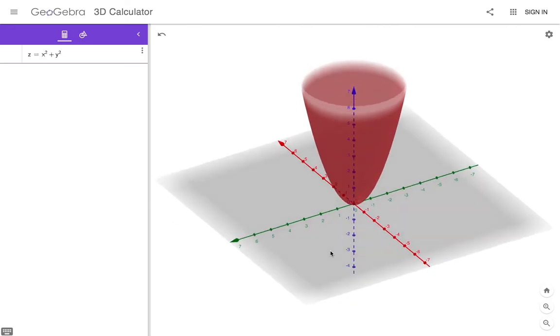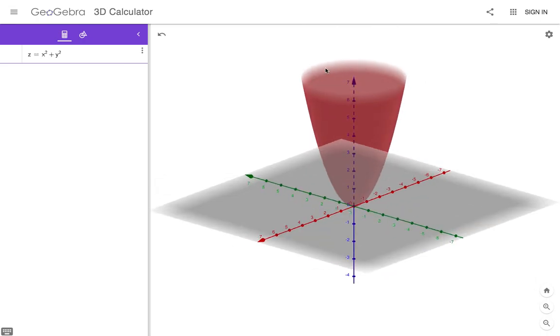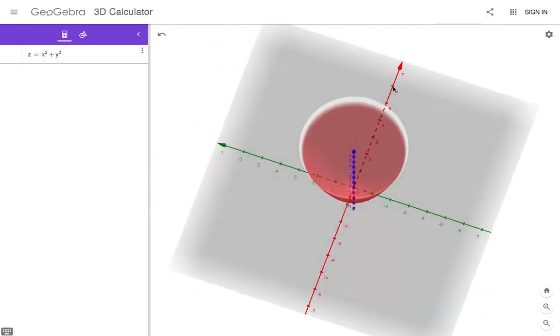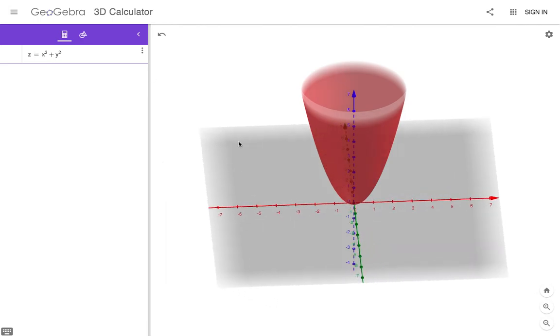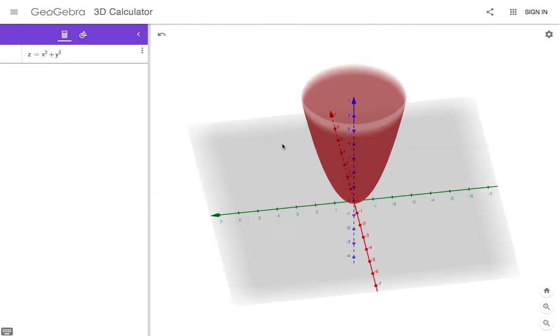Okay, so this paraboloid, of course, goes up forever. That's why the edge is kind of blurred to indicate that it goes up, up, up infinitely. But there you go. That's a three-dimensional parabola called a paraboloid, and there's its graph. Okay. So that was just to kind of challenge your intuition a little bit.